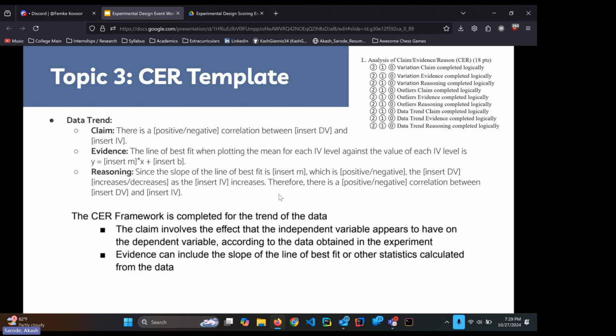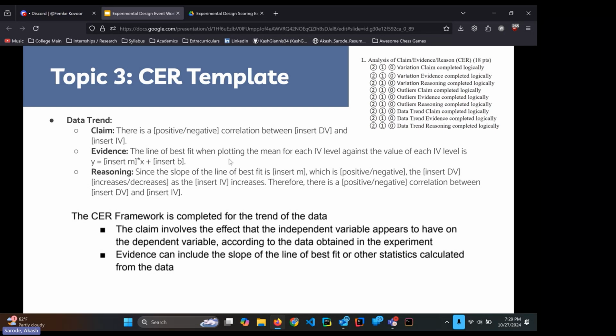And for data trend, I'd say this is definitely the simplest. So one tip I definitely give for you is if you're short on time and you still need to do CR, start with data trend first because it's the easiest to write. It's the shortest amount of stuff that you need to write. So the claim that I always used to do for data trend is I'd say that there's a positive or negative correlation between the DV and the IV, and I'd explicitly mention what the DV and IV are.